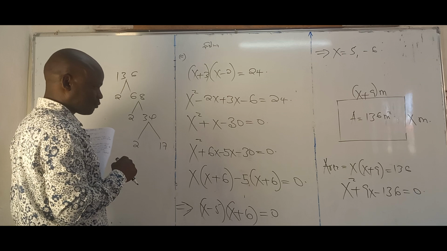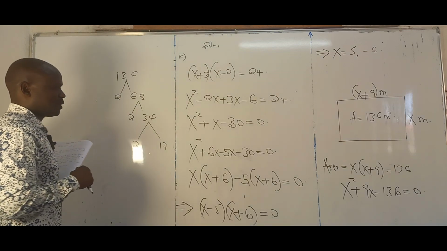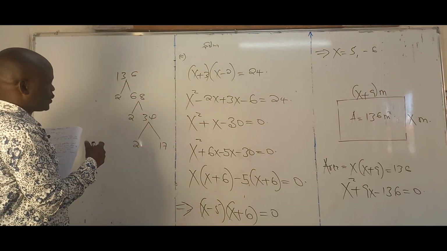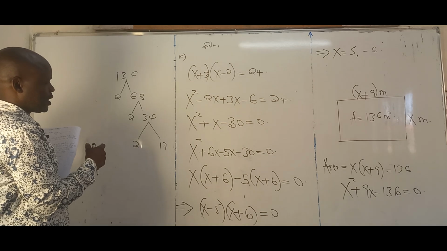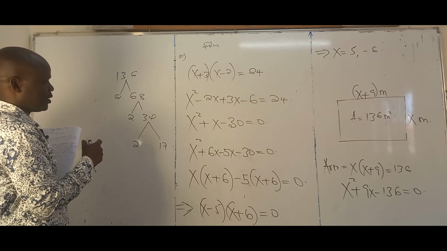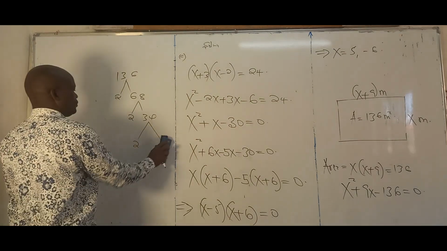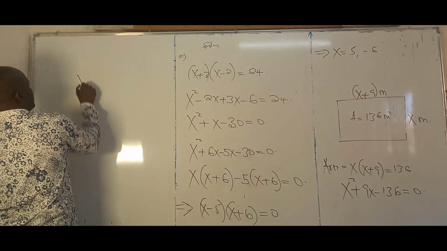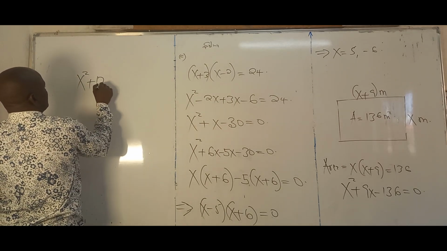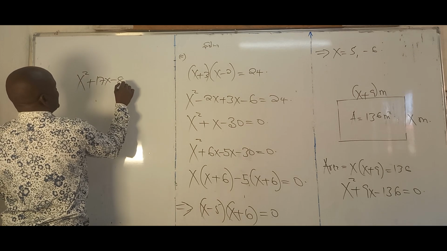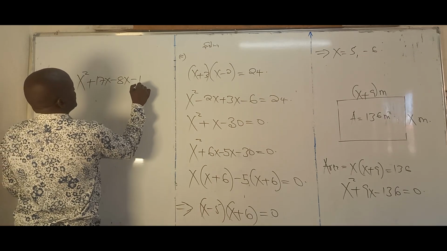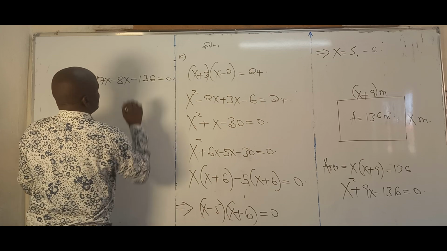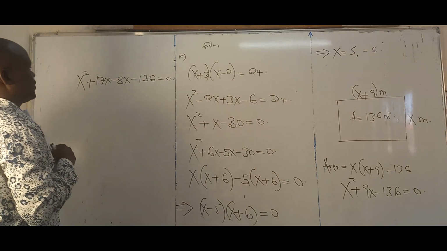8 and 17 will be the values. So one has to be positive and one negative: 17 is going to be positive and 8 is going to be negative. So we have x squared plus 17x minus 8x minus 136 is equal to 0. Yes, that's what it is.